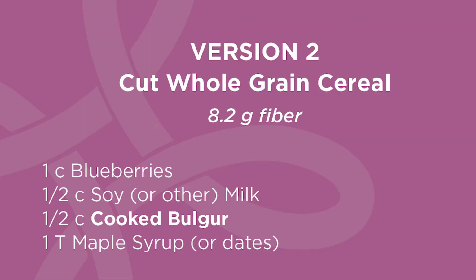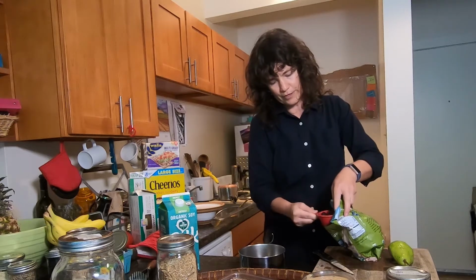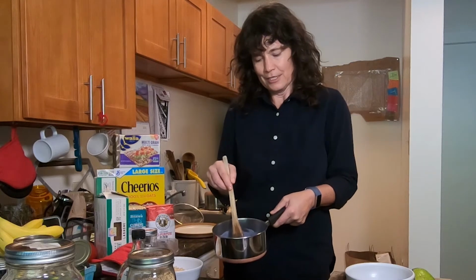Now we are going to do another breakfast option using not an intact whole grain, but a cut whole grain, and that's the bulgur. A cup of fruit with oatmeal, perfect serving. Half a cup of the soy milk, and just heated it up. Look at this, it's beautiful, like, delicious.